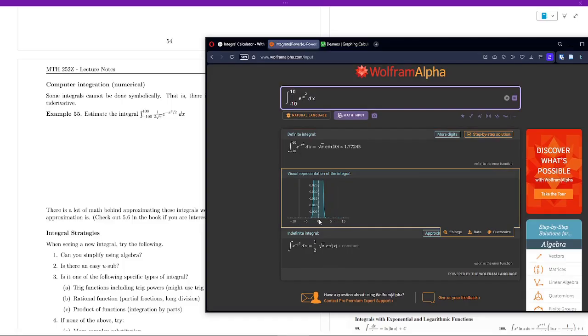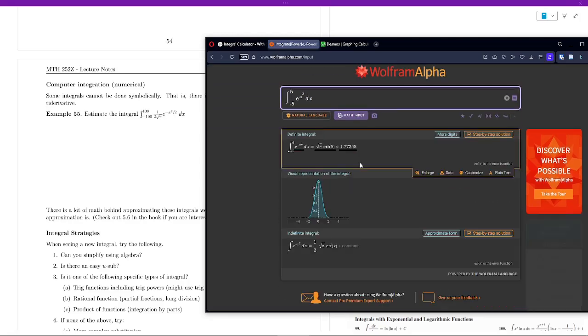So whether I do negative 10 to 10 or negative 100 to 100, I'm still basically capturing all this area in the middle. And so it seems like this blue area in the middle is basically this 1.7, and there's just a tiny contribution to the area from the outside here. So I bet if I did negative 5, because here's negative 5 and 5, I bet if I did that, I would also get the same number. Yeah.